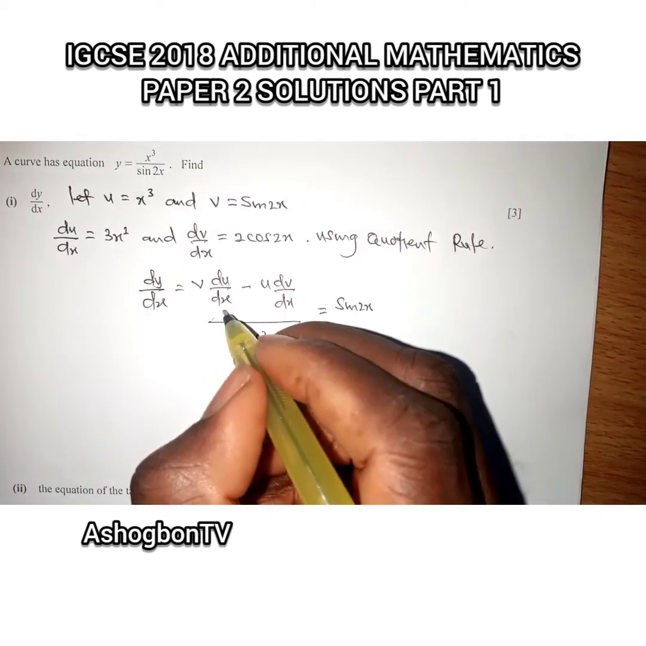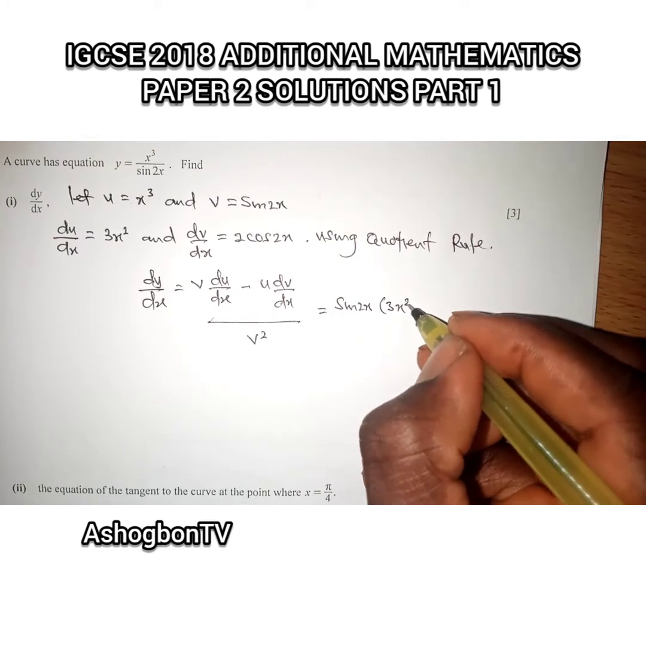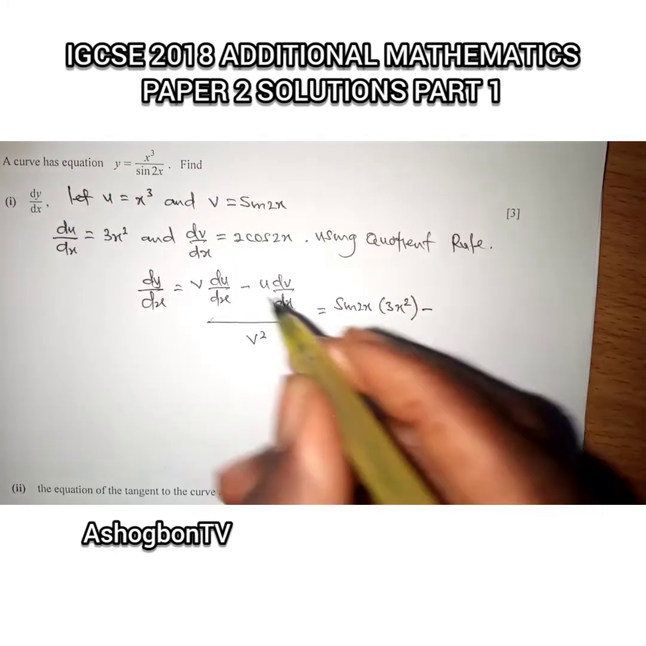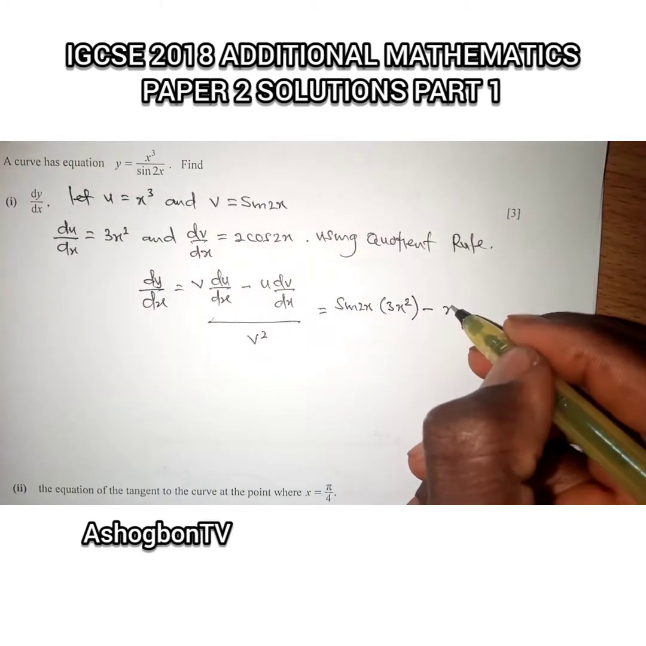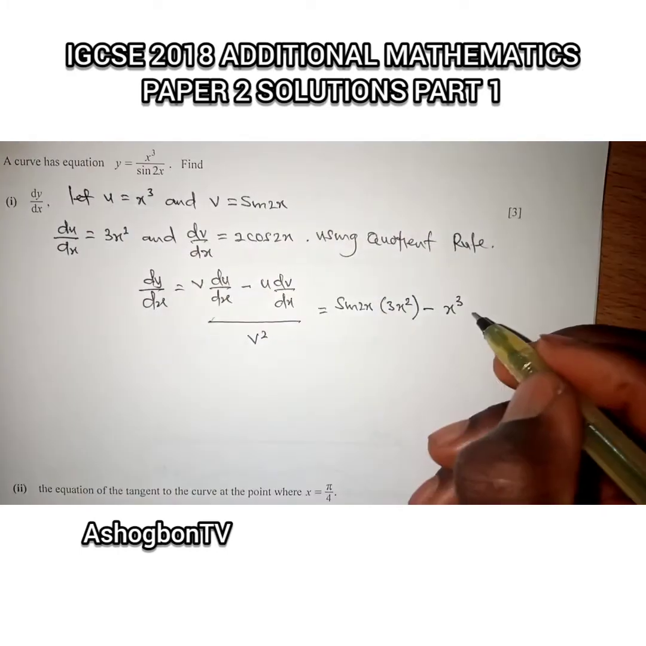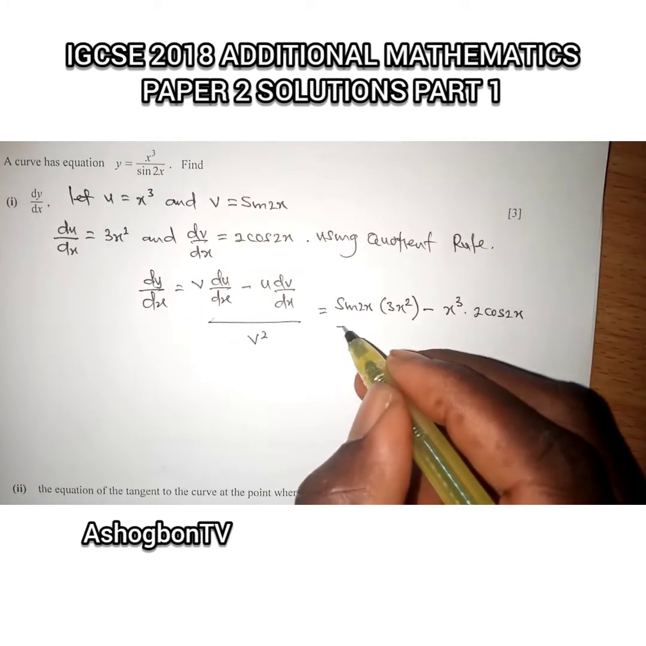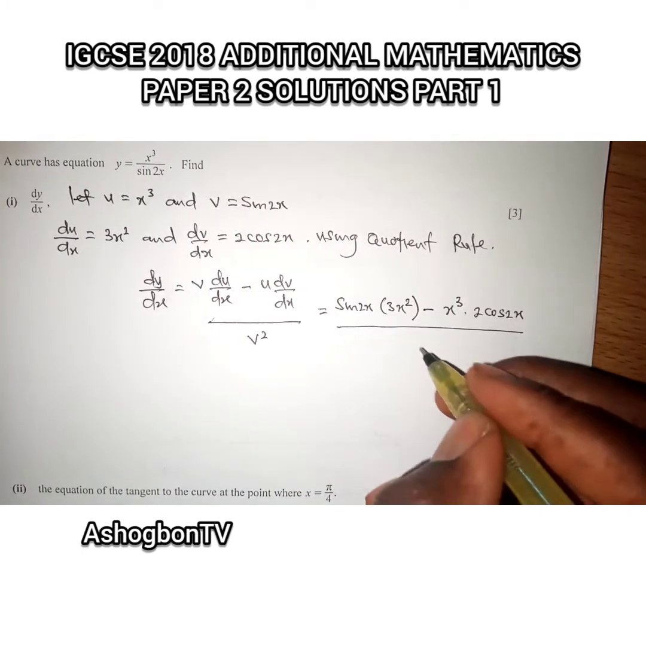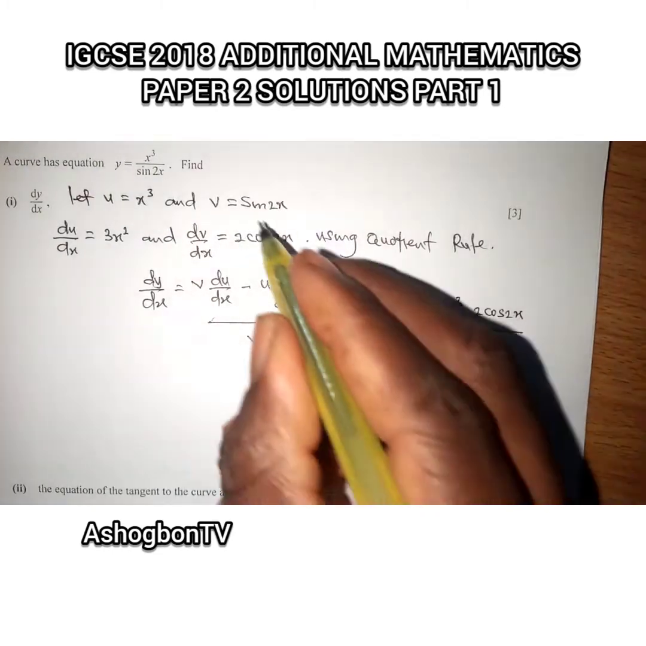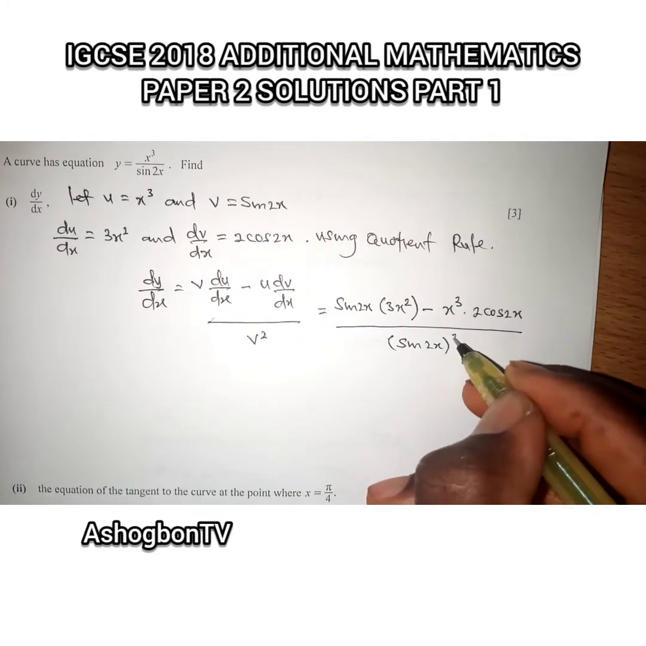What is your du dx? Du dx is what? 3x squared. And minus u, what's u? U is x cubed. And what's the dv dx? The dv dx is 2 cos 2x. And everything now will be divided by v squared. V squared is sine 2x raised to power 2.